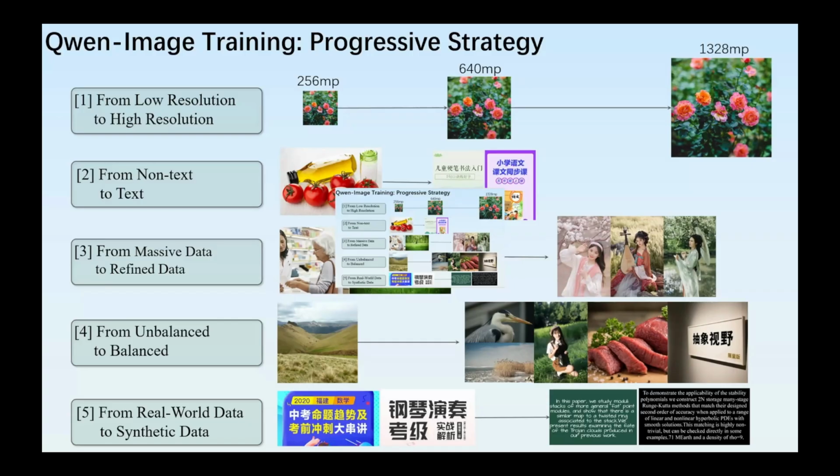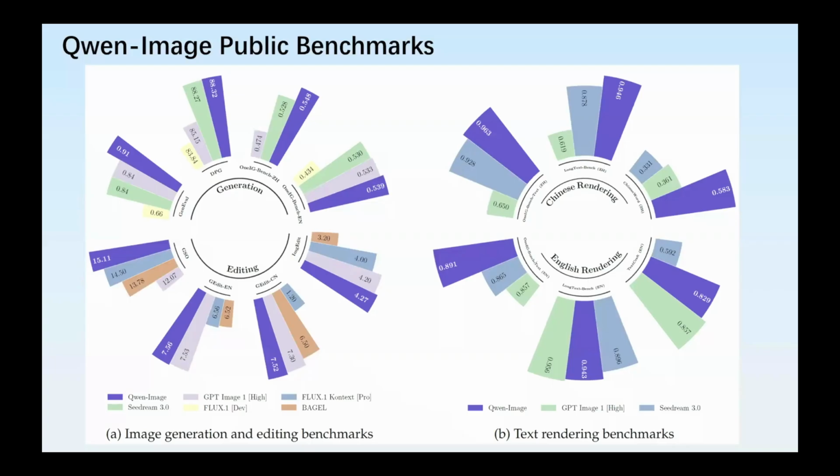These 5 principles are not sequential steps. They are parallel strategies, all guided by one idea: scaling complexity. Let the model master the easy before confronting the hard. And that's how Qwen achieves both robustness and precision across resolution, semantics, and style. So Qwen demonstrates strong general capabilities in both image generation and editing.